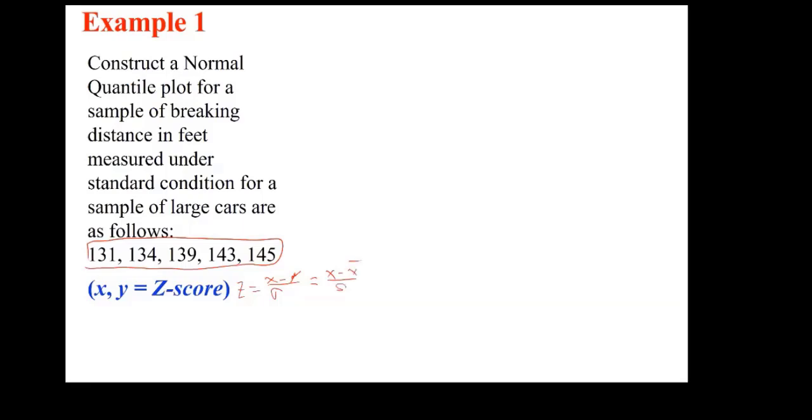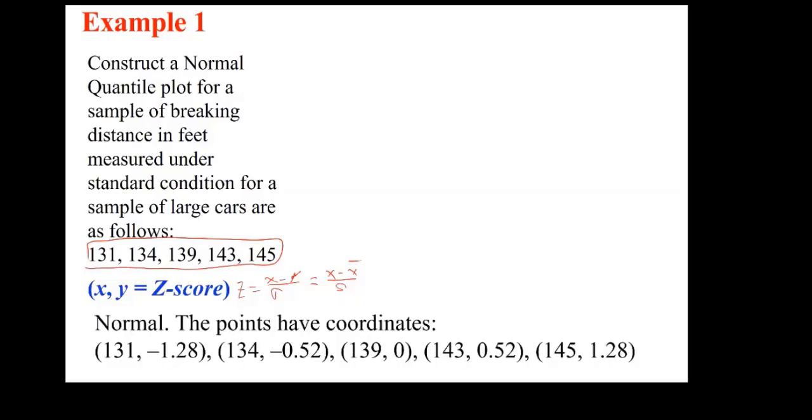So for those values, you have to calculate the x bar. That means add them up, divide by the size. You have to calculate the s: the summation of (x minus x bar) quantity squared over n minus 1, and take a root. And for each value, you calculate the z-score. So for example, for 131, the z-score is negative 1.28. For the value of 134, the z-score is negative 0.52, and so on and so forth.